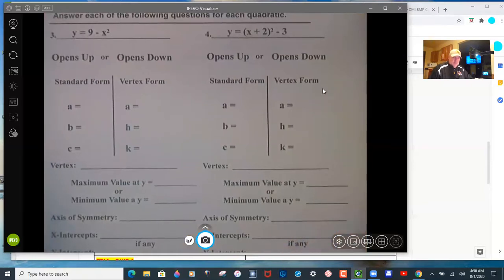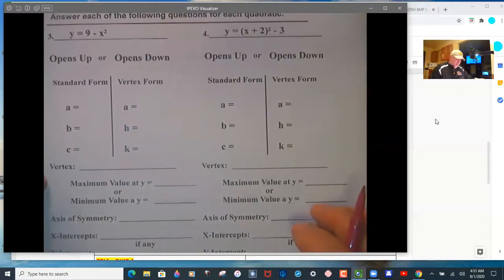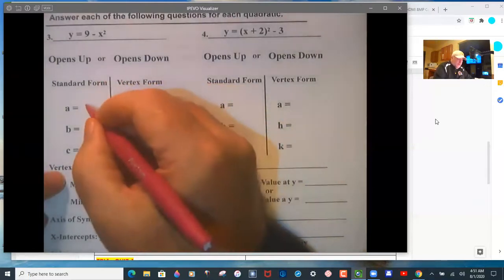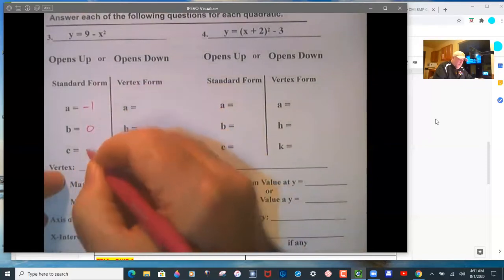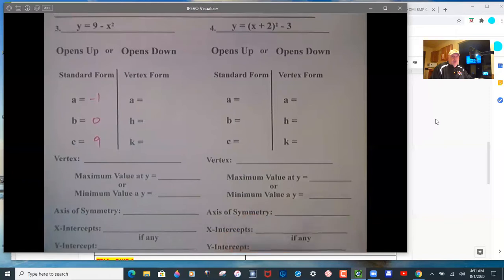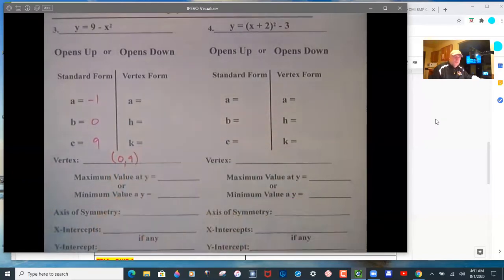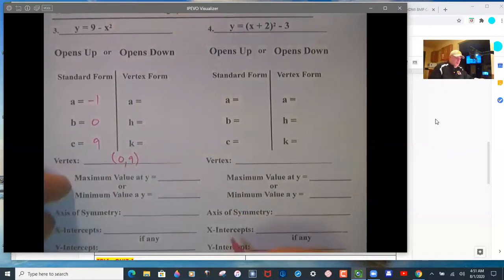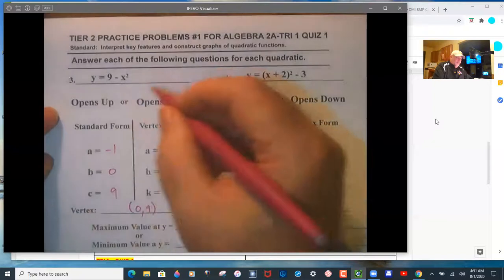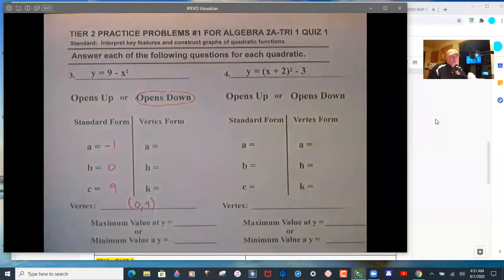So you might want to take a look at the table at some point when you're doing this. So this is standard form, and this is your A, B, and C. And when you either calculate it or look at the table, the vertex is going to be at 0, 9. And again, you'll see that pattern above and below it. And since A is -1, this opens down. So this is always associated with the A value.